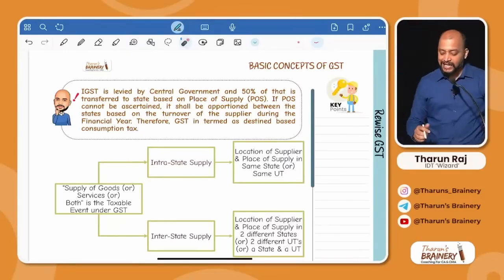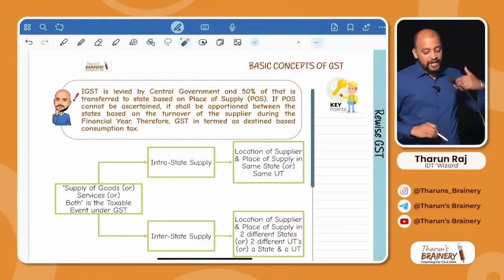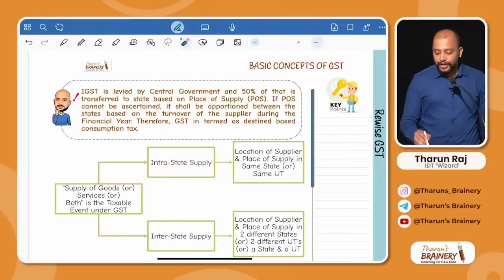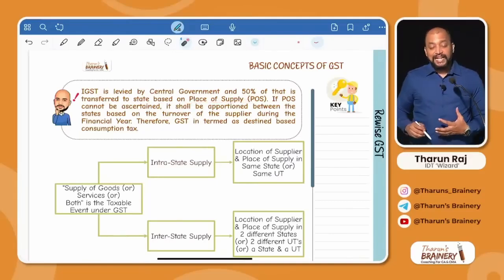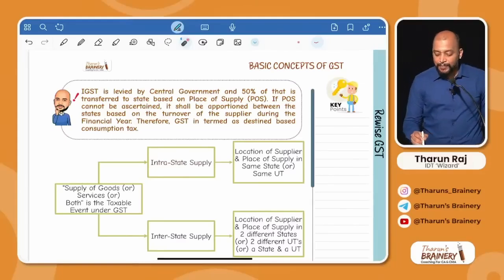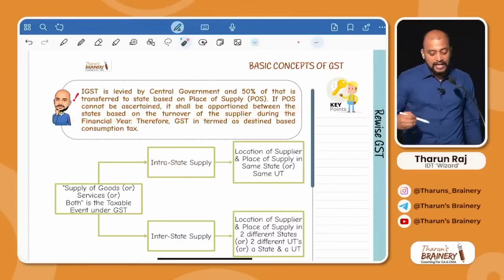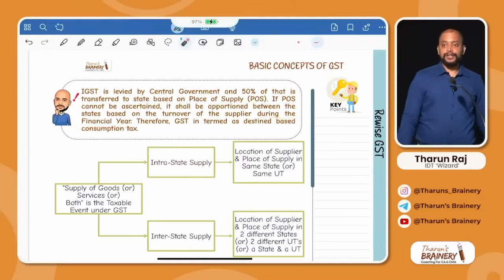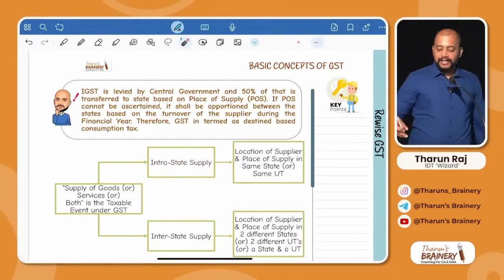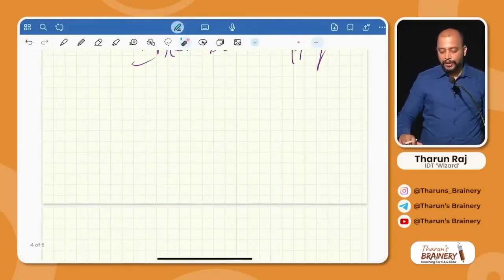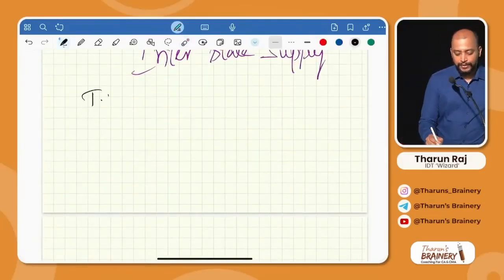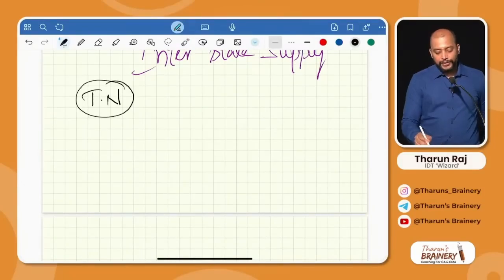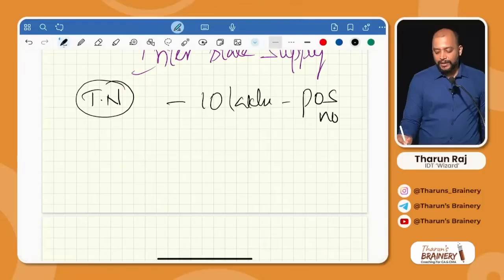See here, IGST is levied by central government and 50% is transferred to state based on place of supply. If place of supply cannot be ascertained, it shall be apportioned between the states based on turnover of the supplier during the financial year. Means what? For example, last year I am that supplier. I make supplies in Tamil Nadu. I made supplies in Tamil Nadu, 10 lakhs. But for which POS is not available.